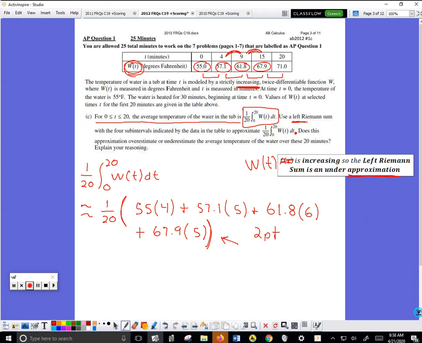If this were a right Riemann sum, it would be an over approximation. If W were decreasing, the left would be the over approximation and the right would be the under, so it just switches back and forth. So you just have to write this statement on your paper. W of t is increasing, so the left Riemann sum is an under approximation, and they will give you 1 point for that. So 3 points total on this problem.